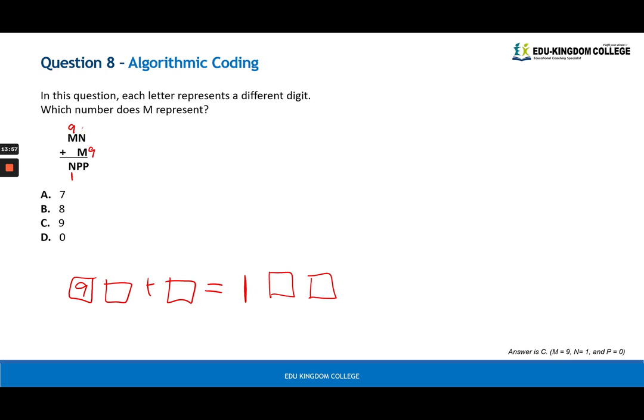Well, we already know N is 1. 91 plus 9 get you to 100. Okay, and that makes sense because P's are the same. So what does M represent? M represents 9, or option C.